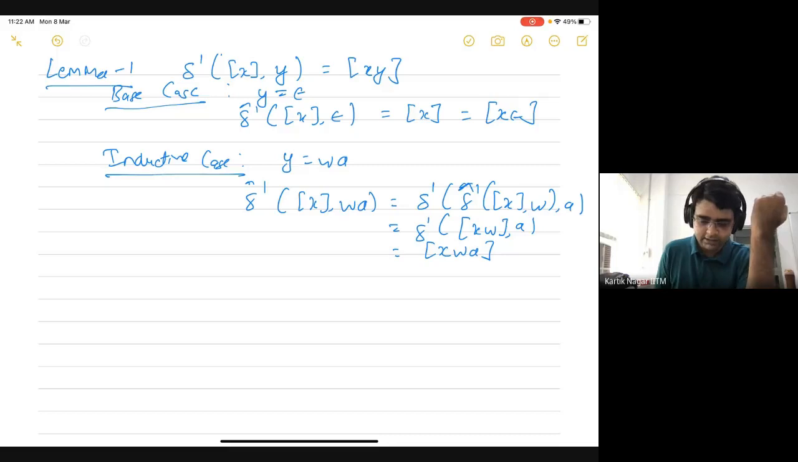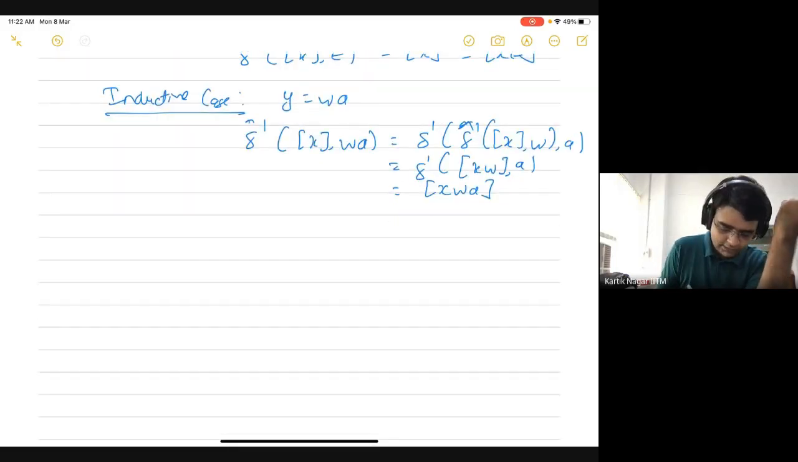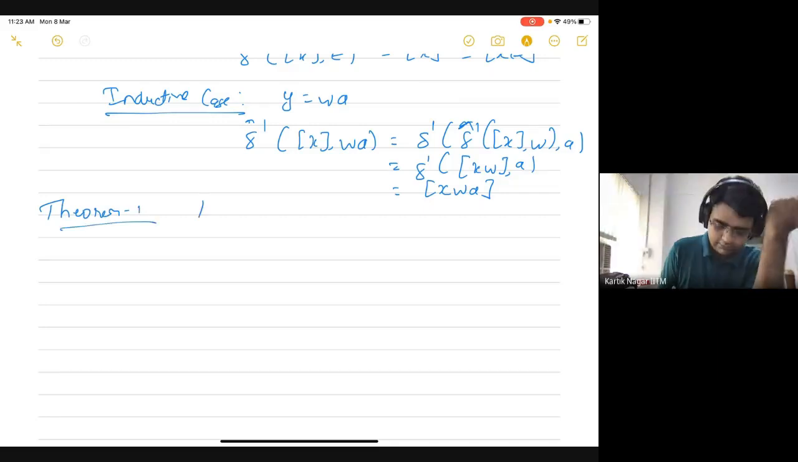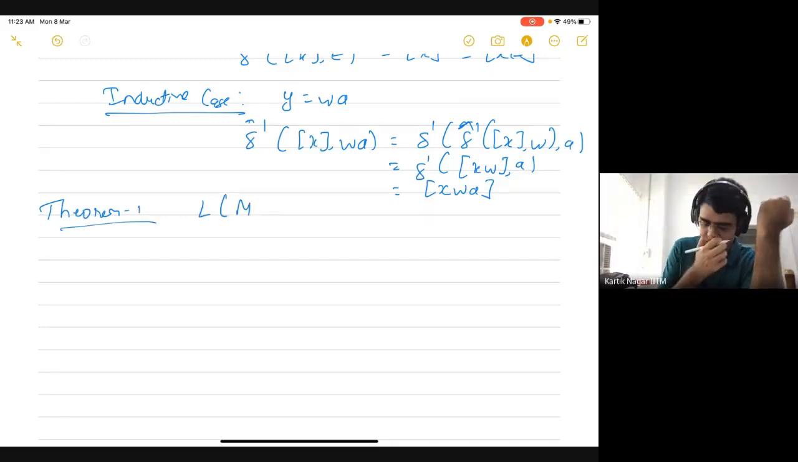Okay. And now we can show the theorem. Let's call this theorem 1. It's just that the language of this DFA that we have constructed is the same as R.